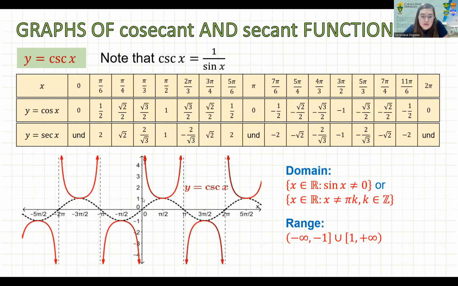Mao man siya ang atong range. Di ba ang atong range sa sine is 1 to negative 1. So ang range nato sa cosecant is gikan sa negative infinity, diri sa ubos negative infinity padulong kang negative 1, nya walay value diri, ug gikan sa 1 padulong sa positive infinity. So mao na ang range niya.